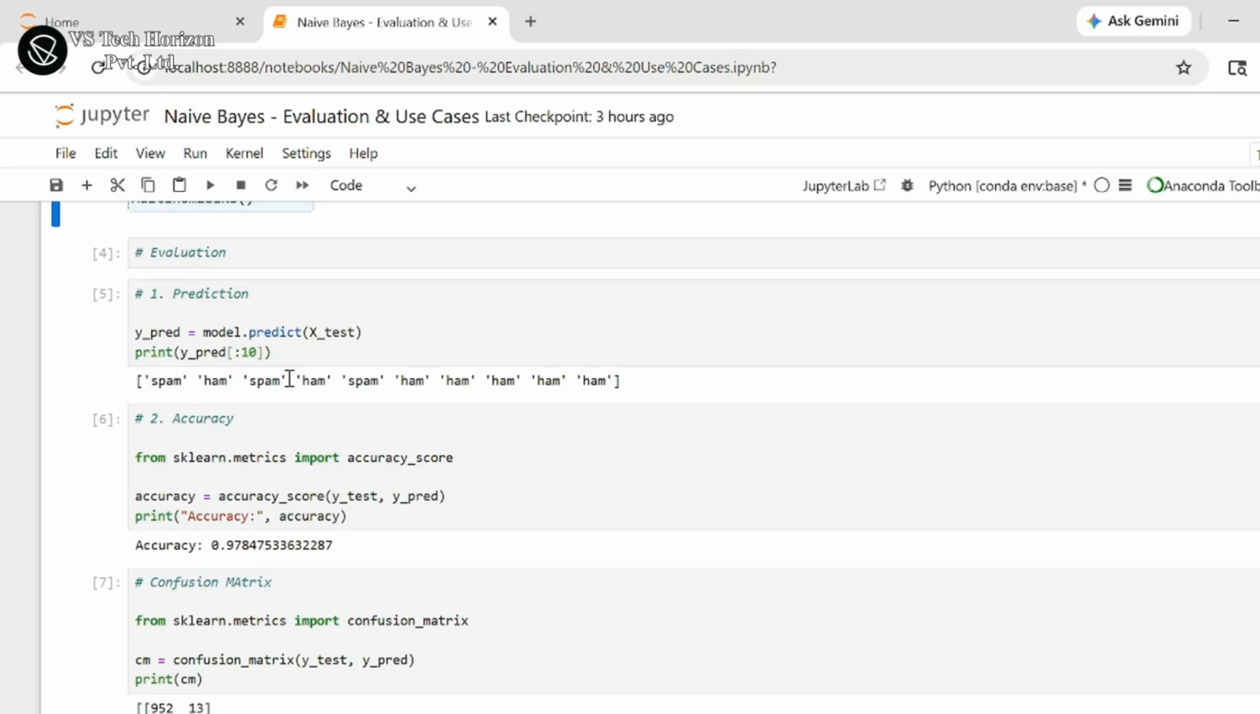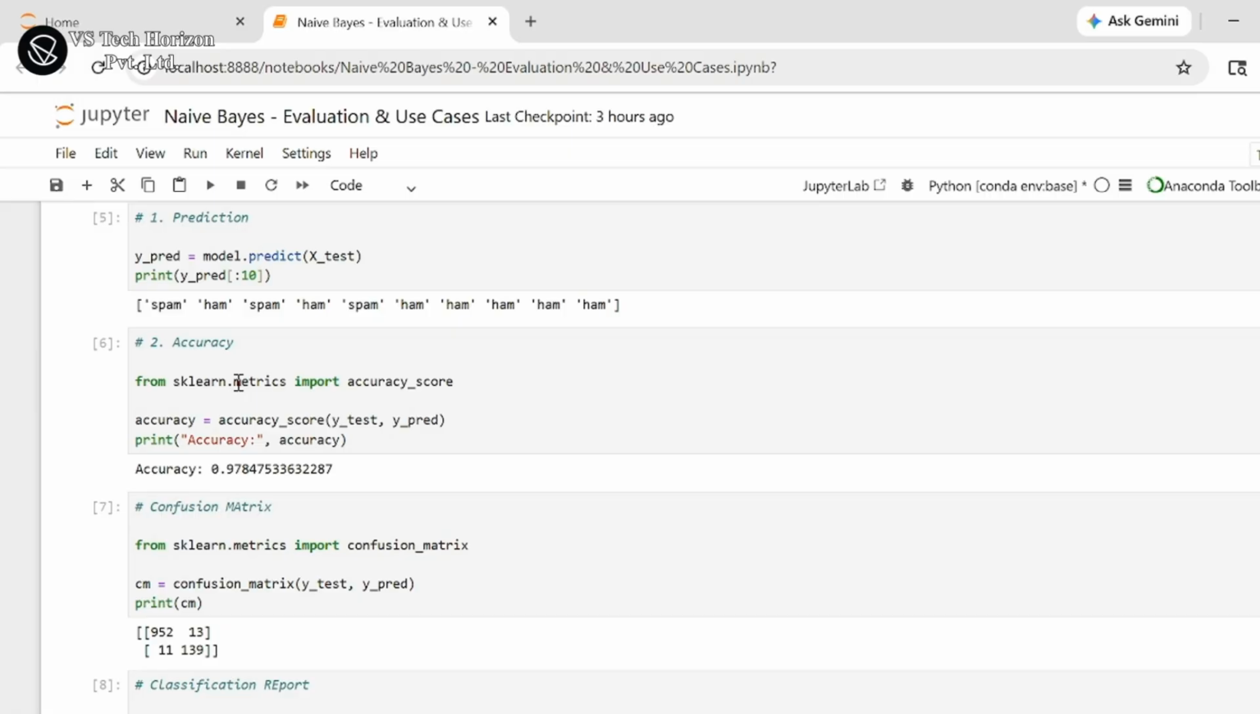So the first step that comes under model evaluation is prediction. Here we are using the trained model to make predictions on the test data, and following is the code used for it. The prediction function applies the learned probabilities to classify each message, and following is the output. This output shows the predicted class for each message, where ham represents a normal message and spam represents an unwanted message.